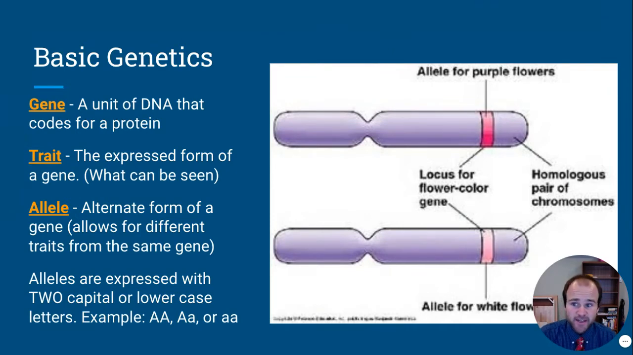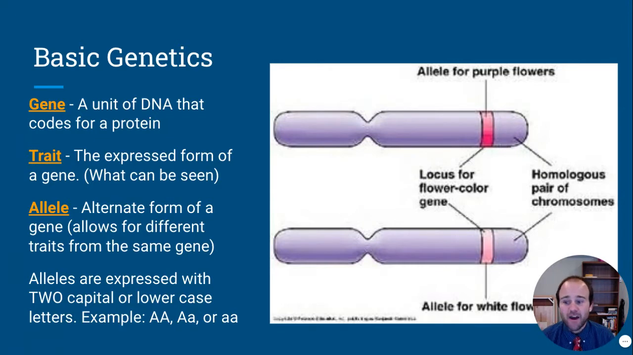So a little bit of basic genetics. Know that when we say a gene, we're talking about a little unit of DNA that codes for a protein. A trait is what is expressed from that gene, so what we can see. And an allele is an alternate form of a gene. So this allows for the same gene to code for different traits in different people. An example of this might be a gene for flower color. The trait is which color that is, whether it's white flowers or purple flowers. The alleles are the different forms of that gene causing those different traits. So you might have an allele for purple flowers versus an allele for white flowers. And that's going to depend on how that code in that gene is written.